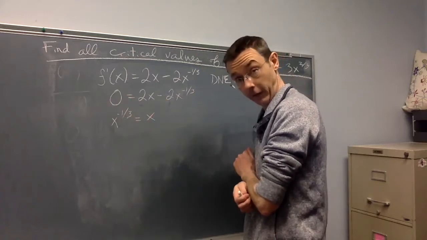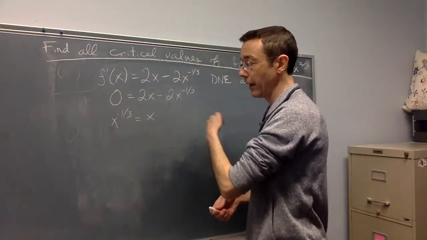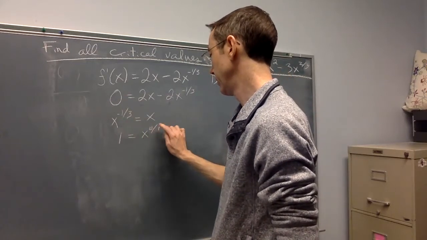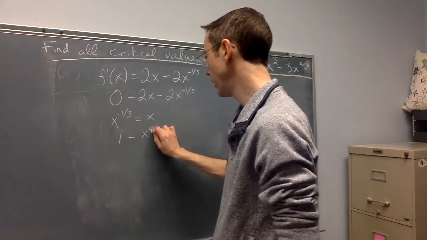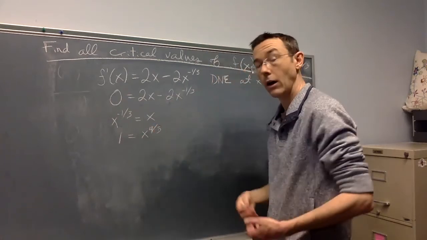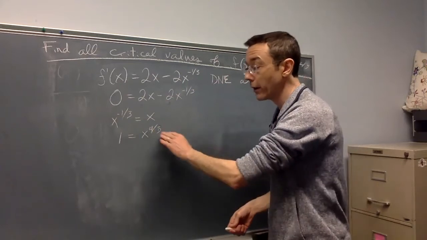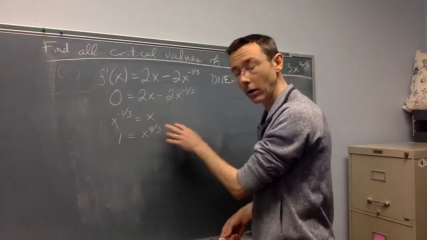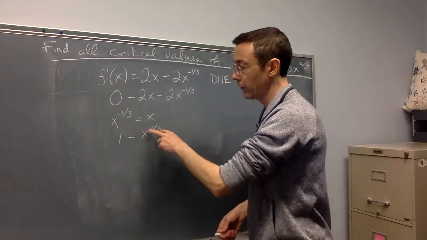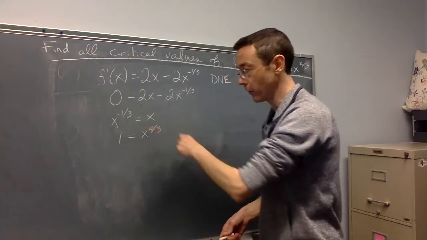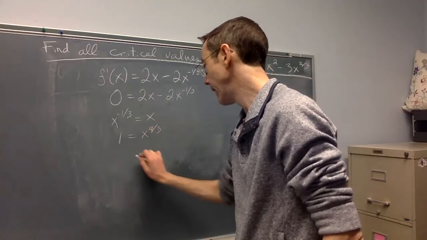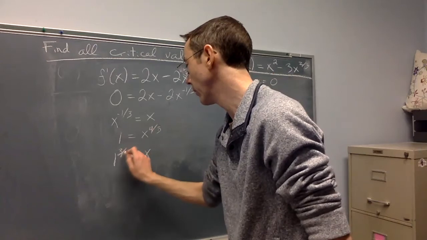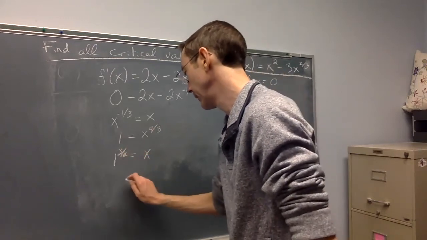Okay, I'd like to have all the x's on one side. I'm going to multiply both sides by x to the 1/3. So I get 1 equals x to the 4/3. Now, to finish solving this, I'm going to raise both sides to the 3/4 power. Because if I take the right-hand side to the 3/4 power, I'll be multiplying the exponents. X to the 4/3 to the 3/4 will be x to the 1st. So x on the right, and on the left, again, raising it to the 3/4 power, 1 to the 3/4, so x is 1.